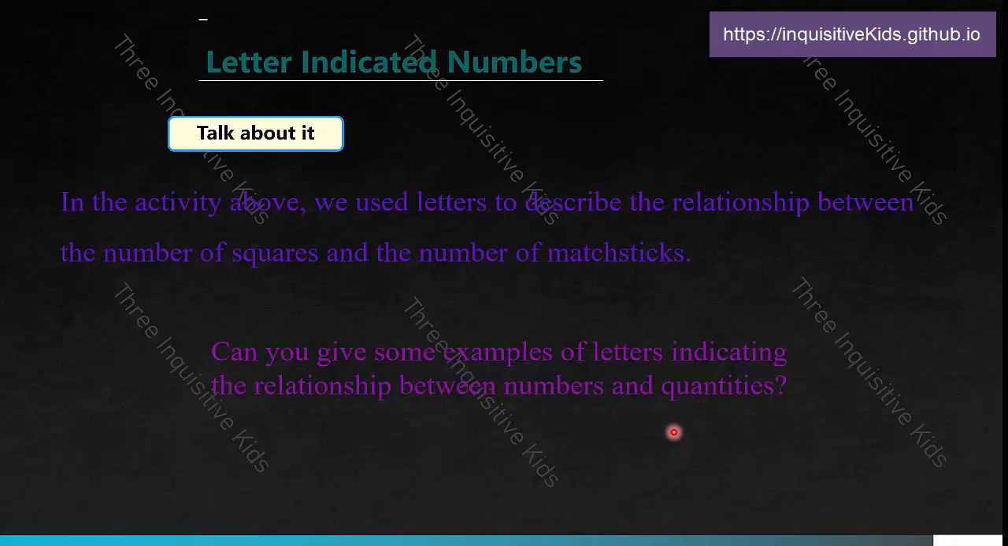So now let's talk about what we have learned. In the activity above, we use letters to describe the relationship between the number of squares and the number of matchsticks. Now think, can you give some examples of letters indicating the relationship between numbers and quantities? So think about something in everyday life that kind of has relationships between variables and the numbers and quantities.